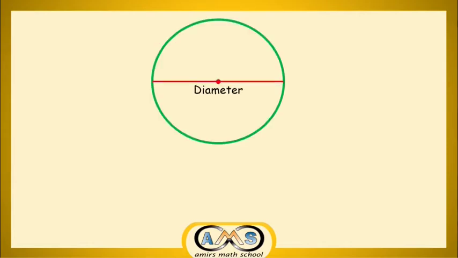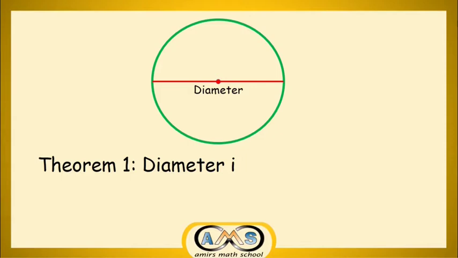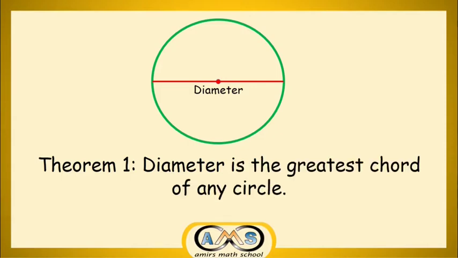The line passing through the center and whose end points are on the circumference of circle is called the diameter. And diameter is one kind of chord. Theorem 1, that is diameter is the greatest chord of any circle. If we draw many chords in any circle, among all the chords, diameter will be the highest length. And diameter is the chord which is passing through the center.